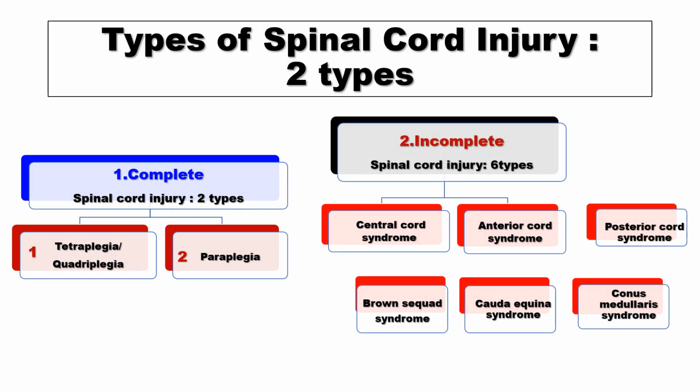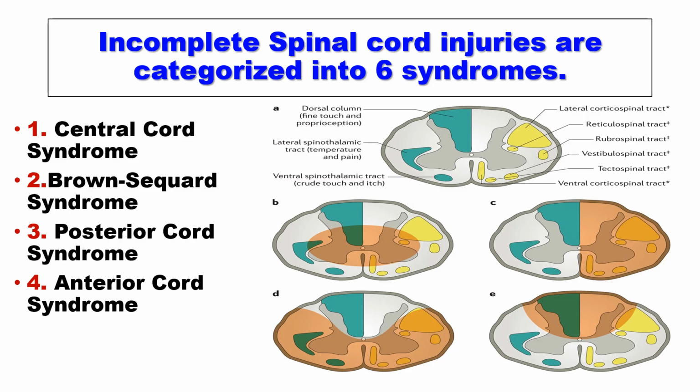Spinal cord injuries are mainly of two types. Complete spinal cord injuries: tetraplegia or quadriplegia, paralysis of all four limbs, and paraplegia, involving paralysis of the lower limbs. Incomplete spinal cord injuries are of six types: central cord syndrome, anterior cord syndrome, posterior cord syndrome, Brown-Séquard syndrome, cauda equina syndrome, and conus medullaris syndrome. Incomplete spinal cord injuries are categorized into six syndromes.